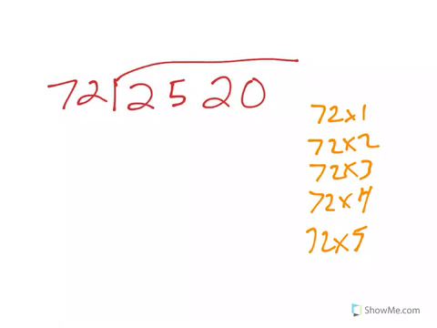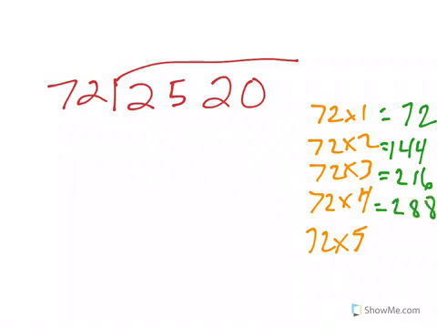So I know I have 72 times 1 is 72. 72 times 2 is 144. 72 times 3 gives me 216. 72 times 4 gives me 288. 72 times 5 gives me 360. And I can stop there, because if I need to go farther, I can, but I'm not going to do that right now.